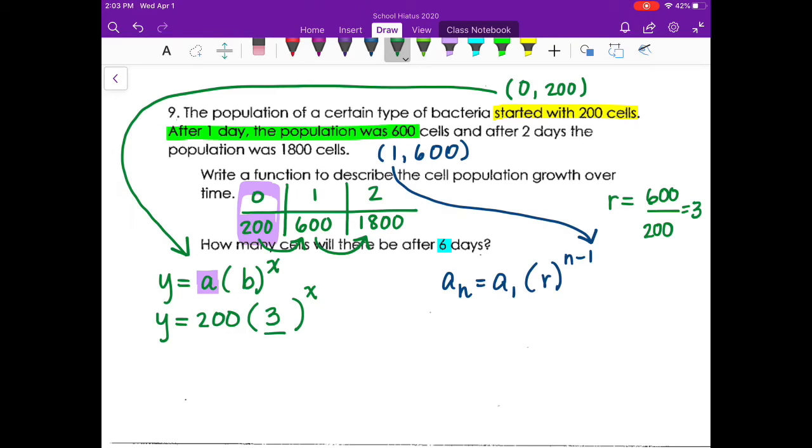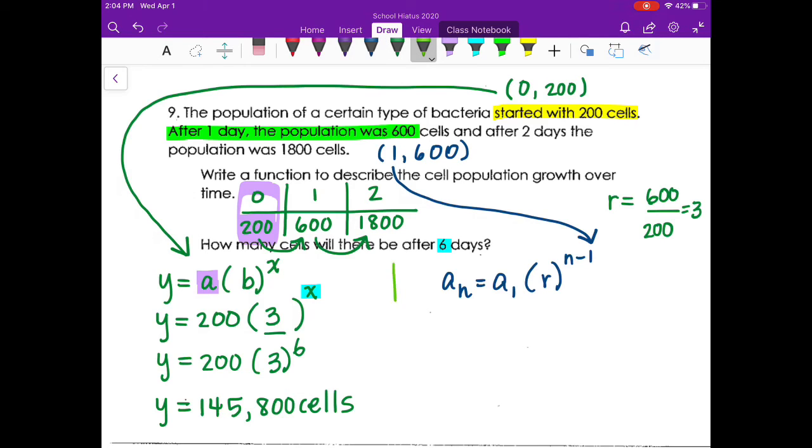Then this question is asking us to evaluate after 6 days. So we'll substitute 6 in the place of x. So y equals 200 times 3 to the 6th power. And we'll evaluate that, which is 145,800 cells.